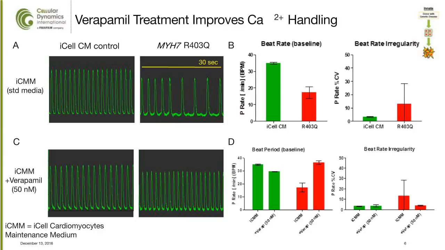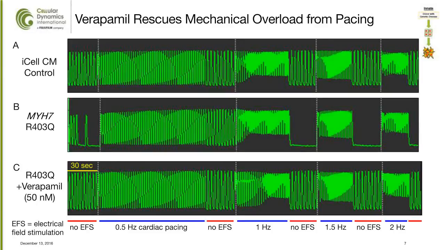The next thing we wanted to do was to look at the effects of mechanical overload. In these experiments, we're using the same calcium handling dye, where we have the control cells and they're spontaneously beating. Then they undergo a pacing protocol where we increase the pacing to 0.5 hertz and then stop pacing and allow the cells to recover. Then increase the pacing to 1 hertz and stop pacing and allow the cells to recover. Then 1.5 hertz, stop pacing, and 2 hertz and stop pacing. You can see that at each event when the pacing is stopped, the cells begin to spontaneously beat again.